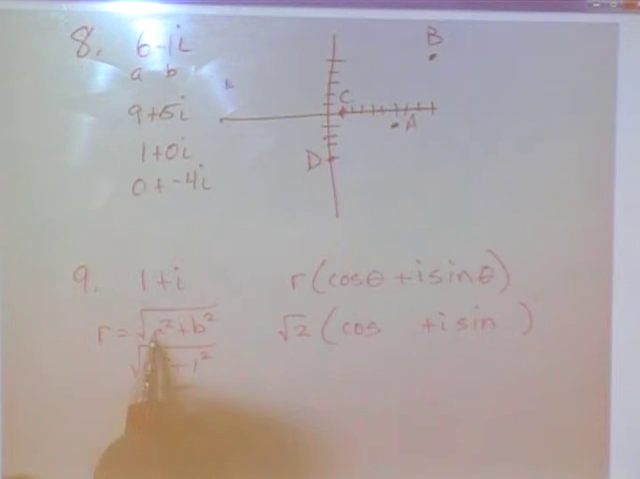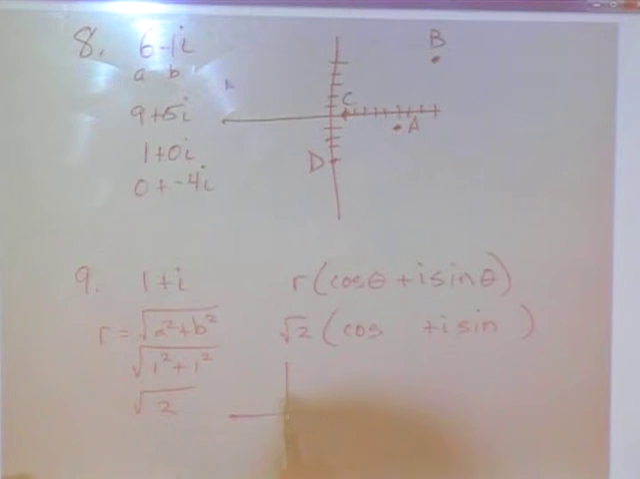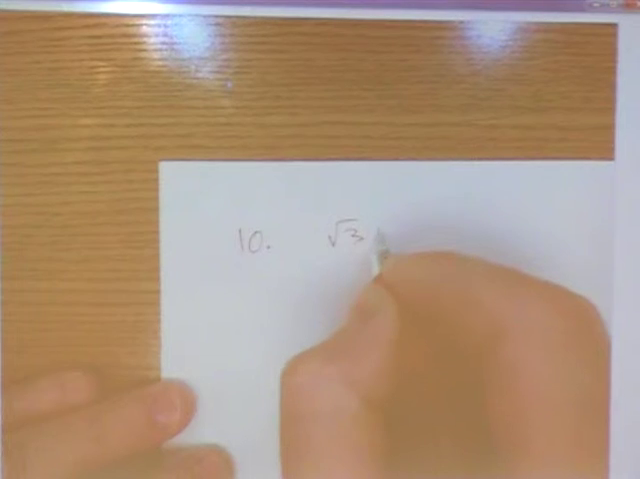Well, A and B are your x and your y. A is 1, B is 1. That's at 45 degrees, so pi over 4. We did a ton of these on your pre-test. That was the answer. That's all you had to do. Number 10 is a little harder. 10 is radical 3 plus i.